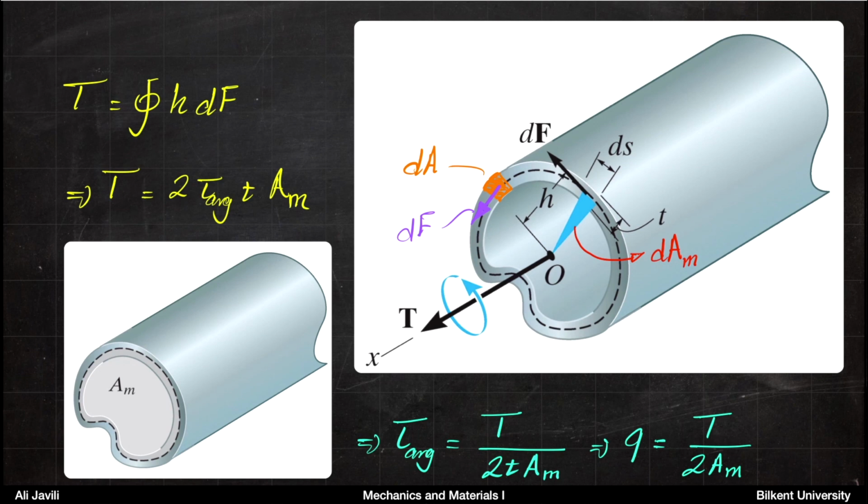And also you can express that in terms of q. You know that q would end up being T divided by 2AM. Now you can clearly see it's a constant, because T is something you apply and AM is a constant. So this is your constant q. This is your shear flow.